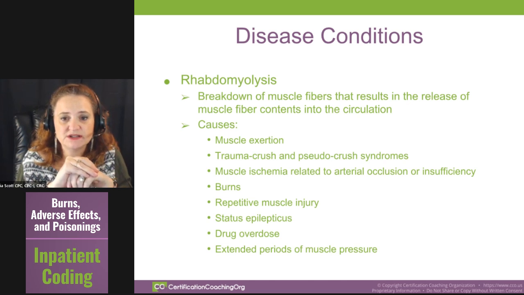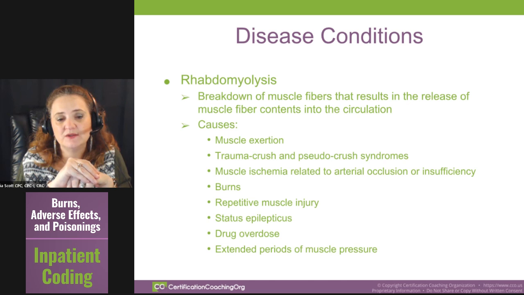Trauma or crush injuries. Muscle ischemia, meaning there's a disease of the muscle already, and we have arterial occlusion or insufficiency with the blood supply. Burns, this happens with burns. Repetitive muscle injury. So you've heard of people saying, hey, you can't do this anymore because your muscles are too torn up. You're going to injure yourself. So this happens to athletes a lot. And they say, you're done. This career is done. Status epilepticus will do this because whenever you have a seizure, think about it.